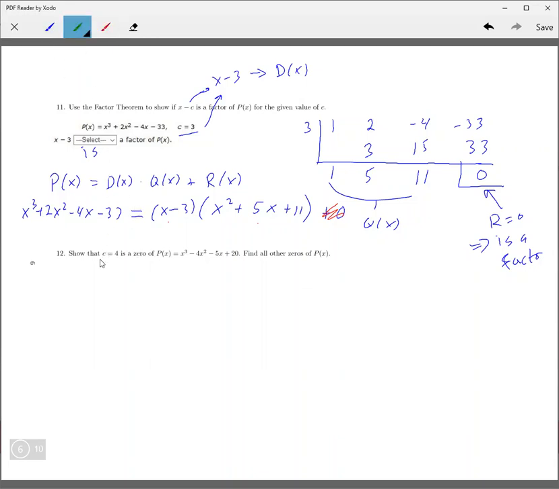Let's do number 12. Show that c equals 4 is a 0 of this. Okay, so remember, if it's a 0, then the remainder is going to be 0. That's all we have to show. That's basically showing that. So let's do it over here. So we have a 4 here.